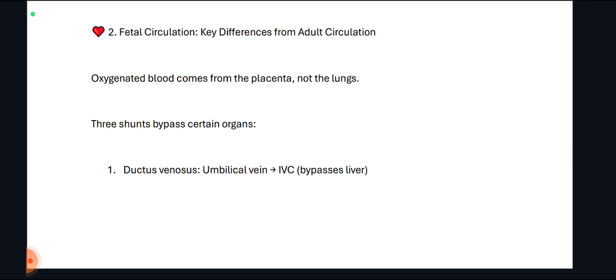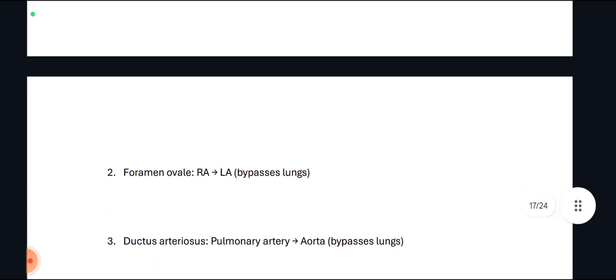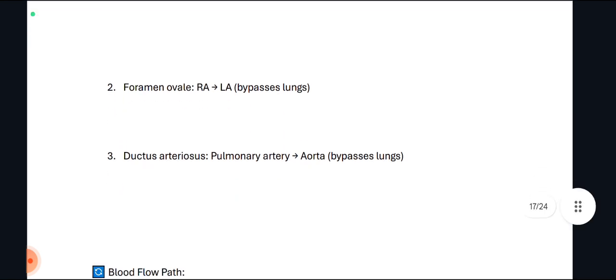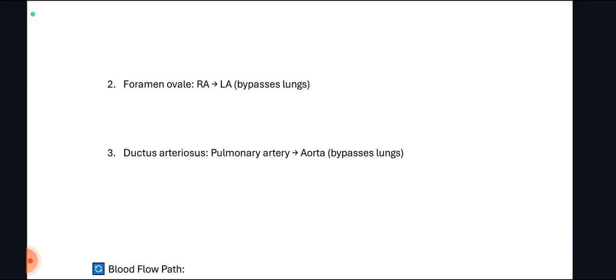Now fetal circulation. Key differences from adult circulation are there in the fetus. Oxygenated blood comes from the placenta and not the lungs. And there are 3 shunts which bypass certain organs. There is the ductus venosus, due to which the umbilical vein opens into the inferior vena cava and bypasses the liver. There is the foramen ovale, due to which the right atrium and left atrium are connected to each other. So this bypasses the lungs. And there is the ductus arteriosus, in which the pulmonary artery opens into the aorta. This also bypasses the lungs because the lungs are not functional in intrauterine life.